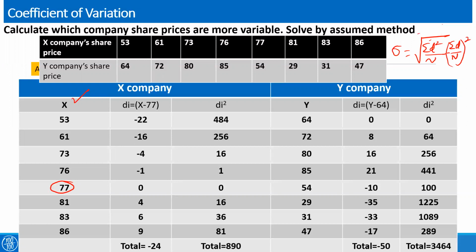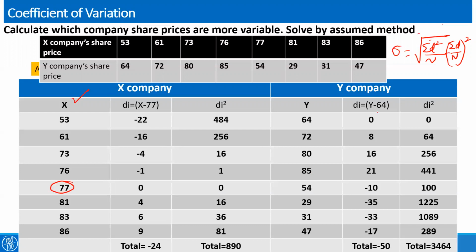Okay, so in my next slide I will discuss how to calculate that. Let's do it parallelly for company Y. For company Y, again the share prices are given. I will pick a number which is almost in the middle range, or a random value, which will be my assumed mean for Y.